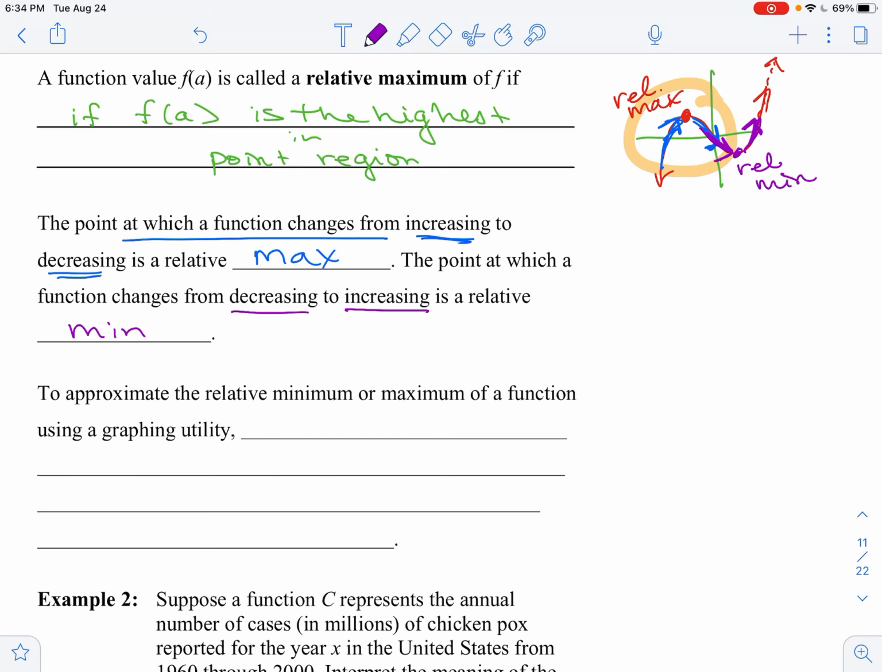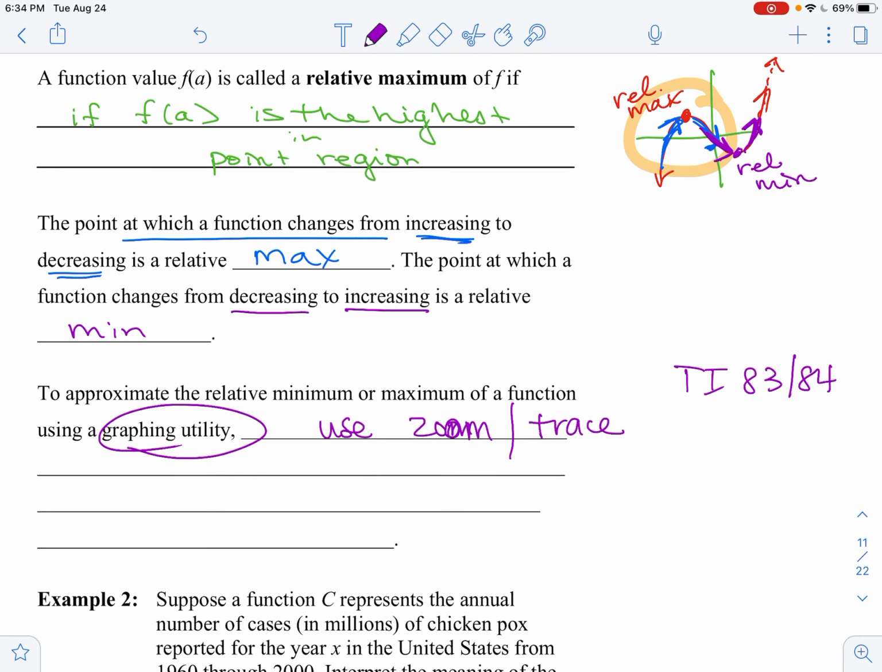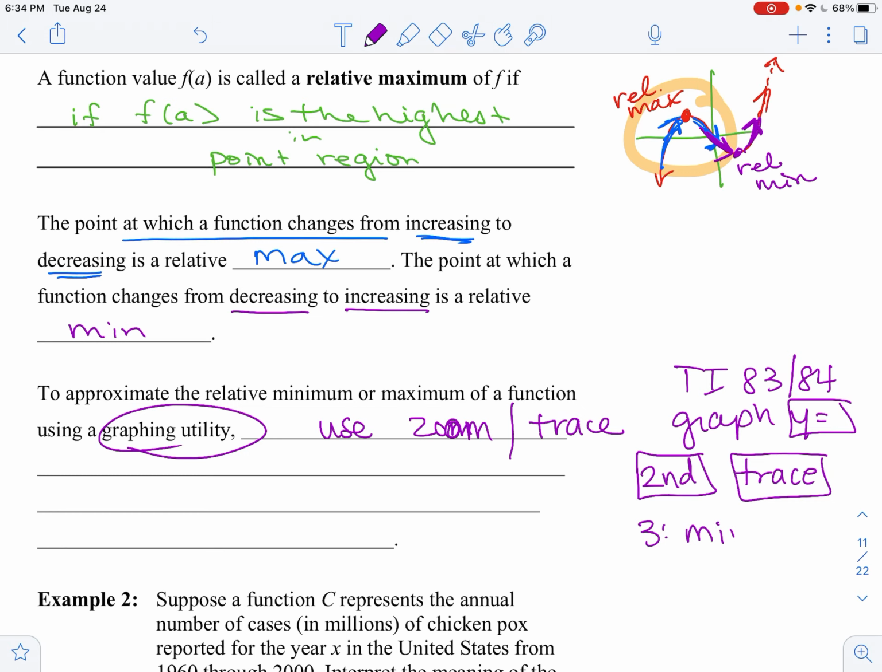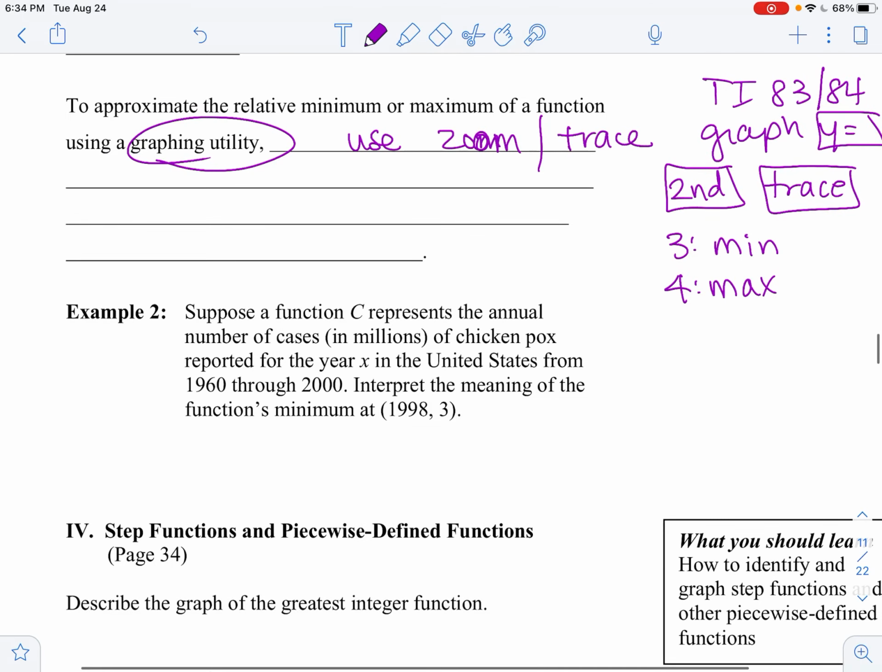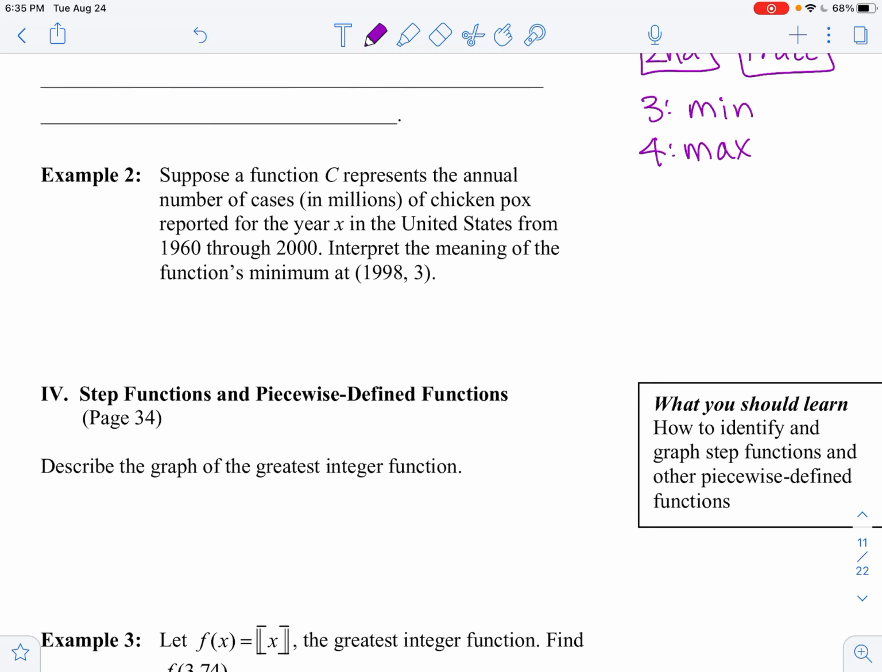Okay. To approximate this using your graphing utility, aka graphing calculator, you're going to use your zoom or trace feature. So specifically in a TI-83 or 84, you're going to graph your function in your y equals key, hit graph, and then you're going to hit the second key and hit the trace key. When you do that, it will give you these options. If you select option number 3, you can select the local minimum, and it will tell you the local minimum values exactly. Or option 4 is the local maximum value. So we'll talk about that in class, but I want you to have that in your notes.